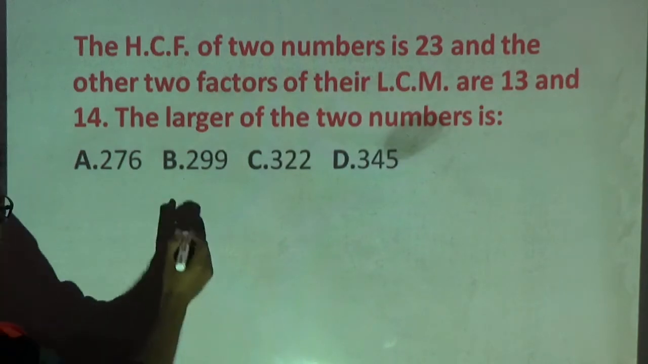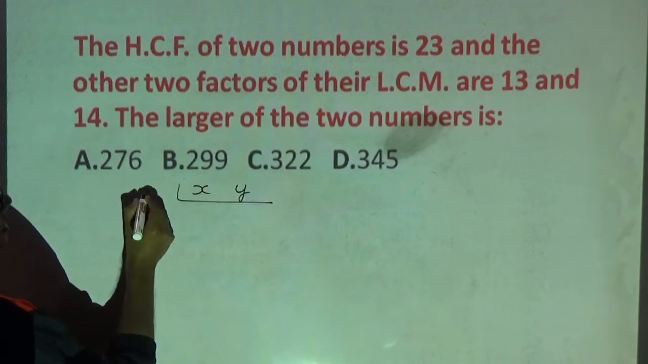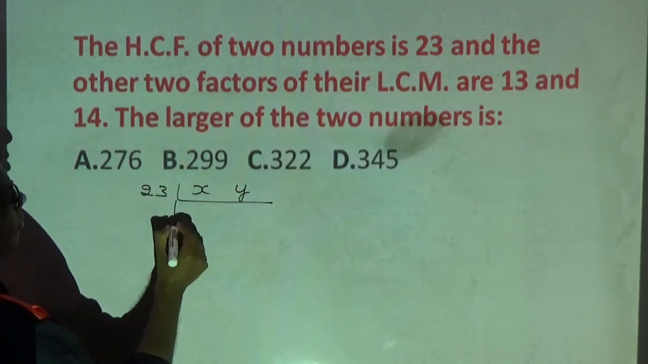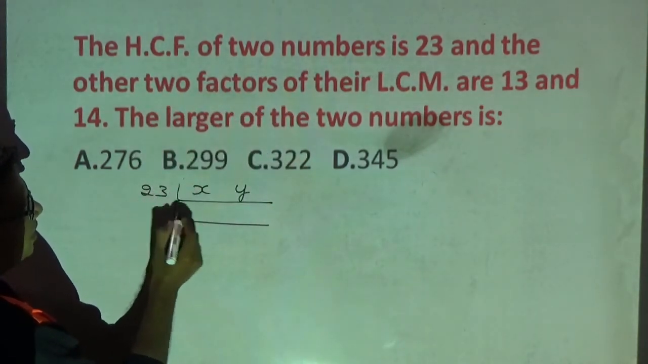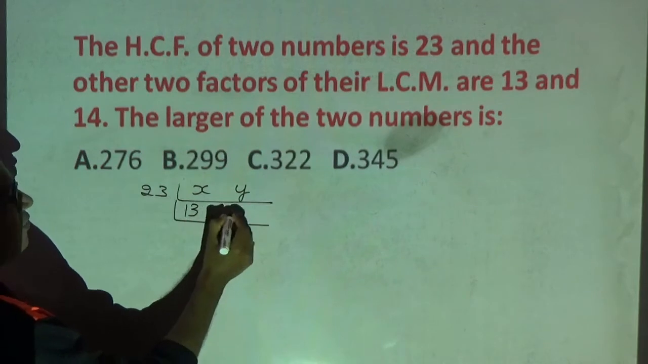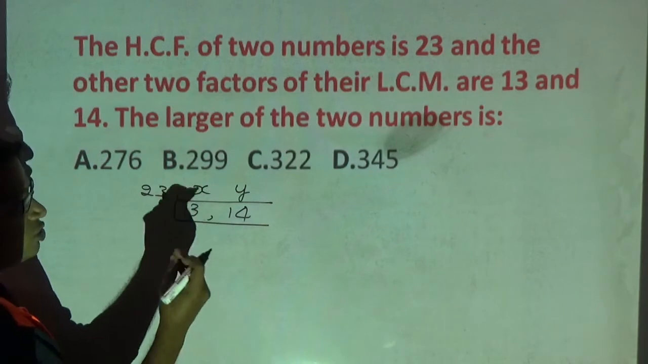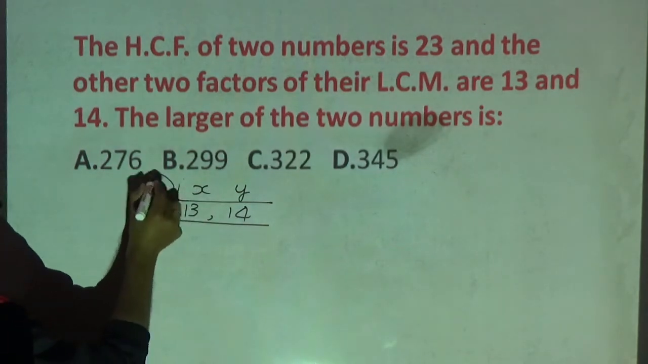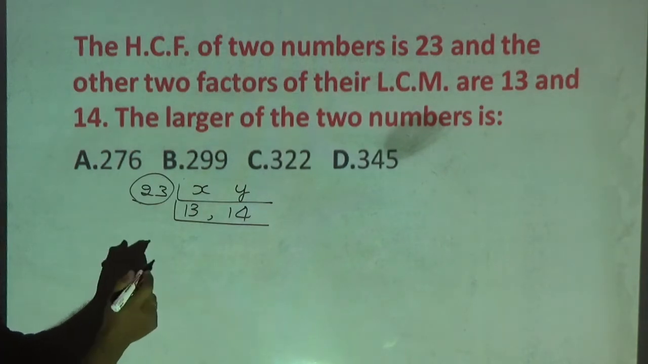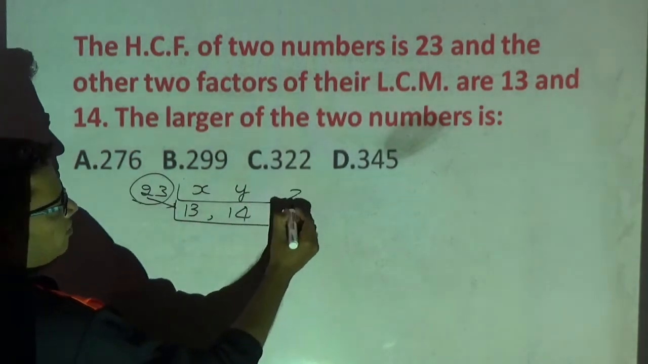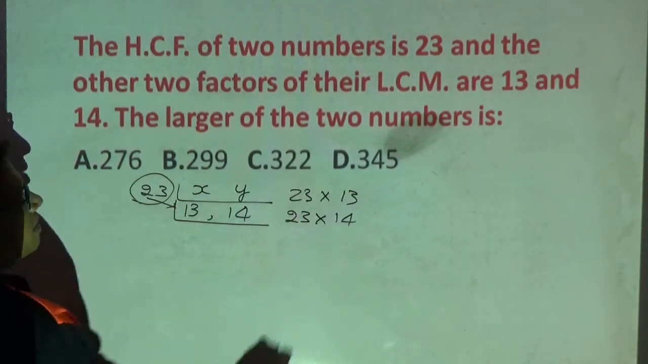The HCF of two numbers. See, I don't know the two numbers here, I will take X and Y. Okay, so their HCF is 23. Now the two factors are, I am going to divide from 23, one factor is 13, another factor is 14. Whether you can divide further? No. 13 and 14 have no common factor. That means HCF is 23. Correct? Now, what are the two numbers then? 23 into 13 is one number. Another number is 23 into 14.